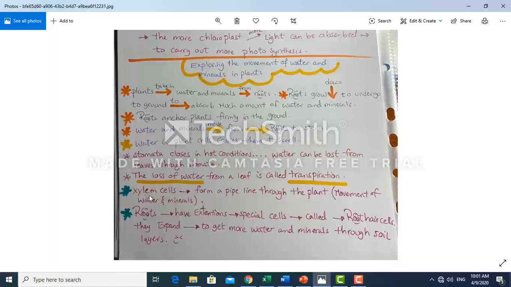Now we know, here we have another sort of cells inside of the plants. They're called xylem cells. What are they? They are a pipeline which exists through the plant. So what do the xylem cells do? They actually allow the movement of water and minerals through the stem in order to give it to the leaves.